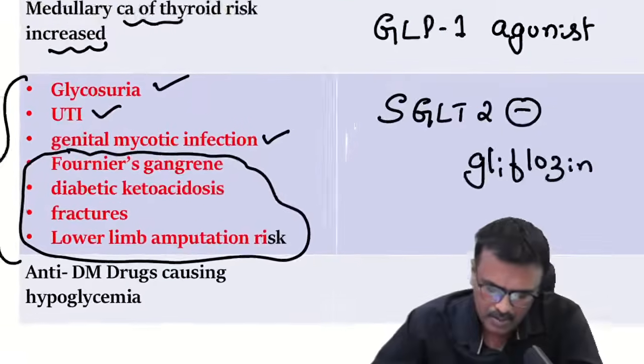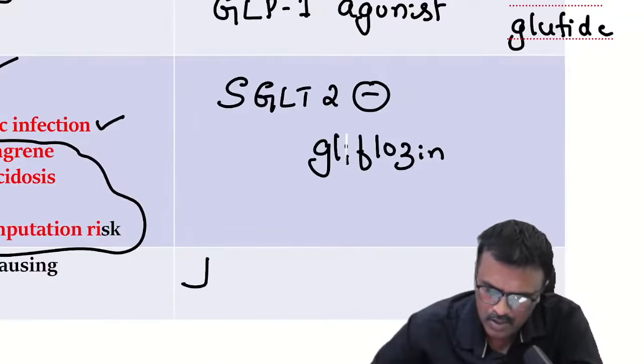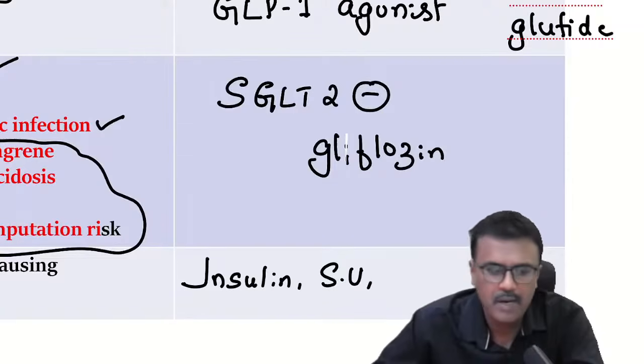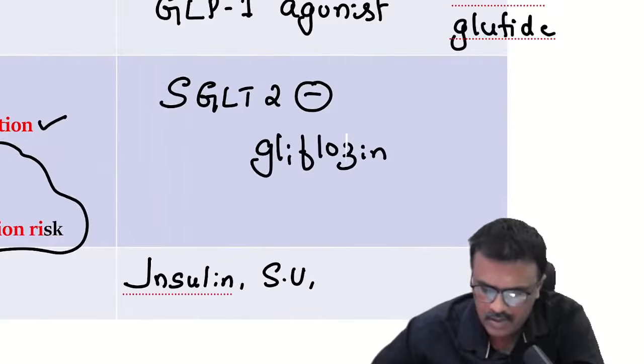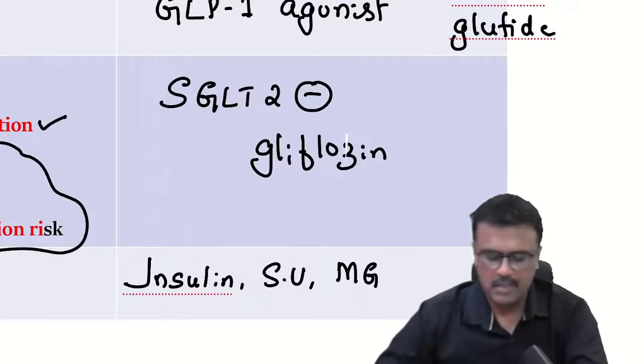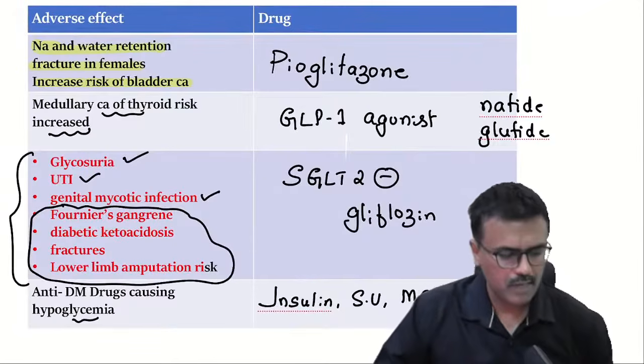Now, what anti-diabetic drugs cause hypoglycemia? Remember, insulin can cause it. The sulfonylureas like glimepiride, glipizide, they can do that. And the meglitinides, they end with repaglinide, nateglinide. These are the drugs which have the risk of hypoglycemia when you give them to diabetic patients.